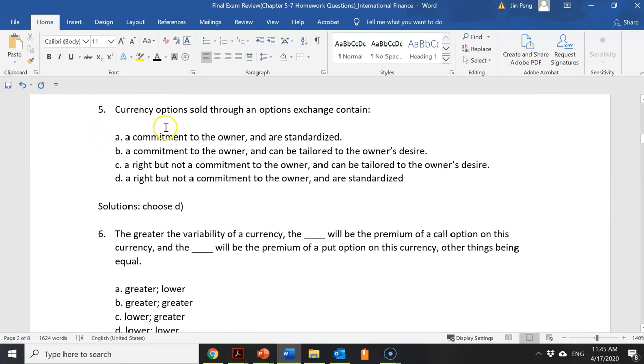Question 5. Currency options sold through an options exchange contain the right answer is D, a right but not a commitment to the owner, and are standardized. Okay, options are rights, whereas futures and forwards are commitments. And because it's sold on exchange, so it's standardized, not tailored to the owner's desire.